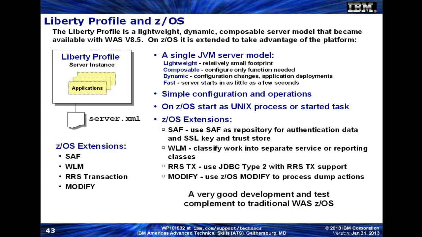This is in contrast to the traditional full-function Java EE model, where all the function is loaded whether the application requires it or not. Liberty profile on z/OS has several extensions that do take direct advantage of the z/OS platform as shown on the chart. Applications that run in Liberty will run in traditional full-function WAS. The reverse is not true, however. Applications written to take advantage of function in traditional WAS may not run in Liberty because Liberty is a functional subset of the full-function WAS.